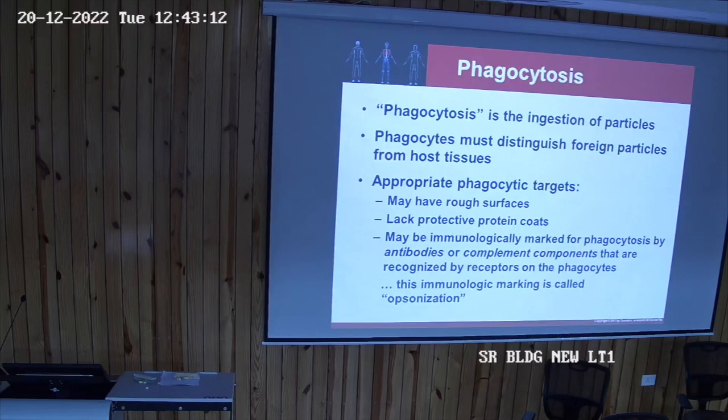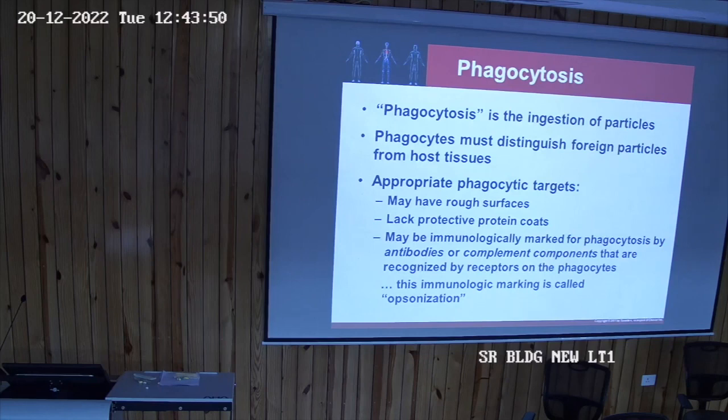So phagocytosis is the ingestion of particles. It must distinguish foreign particles from host tissue. What do you mean by this? In general, the function of the neutrophil is phagocytosis, but it has to keep in mind that it must not kill the host organism. So it has to identify self and non-self antigens. It has to identify that this particular antigen has to be phagocytosed or destroyed, and this particular cell is self. It is not non-self or the outer antigen.